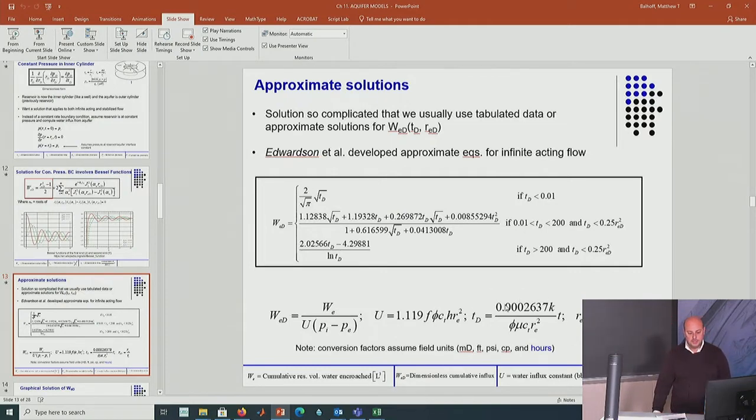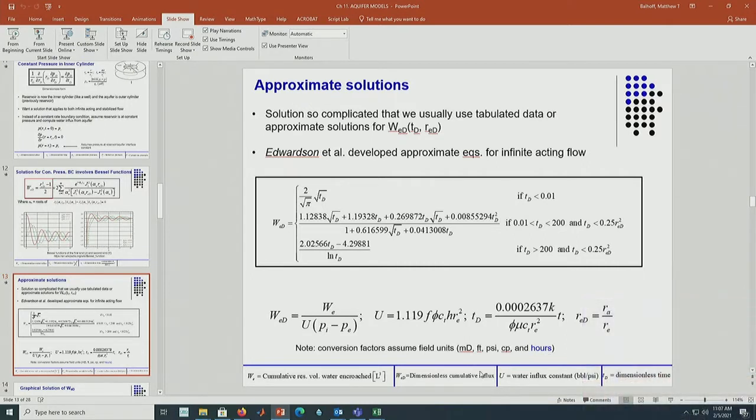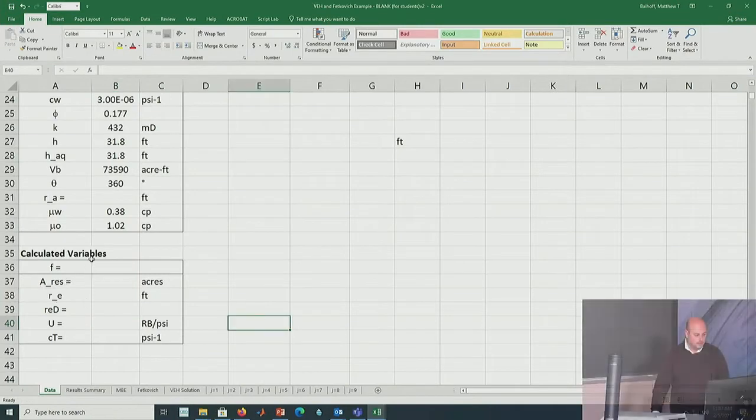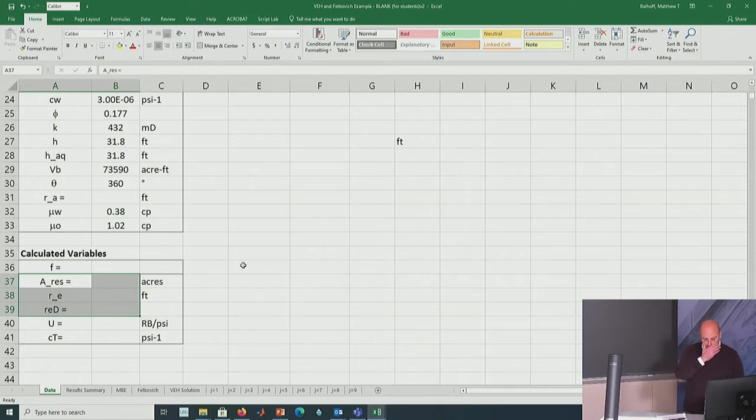Likewise, the dimensionless time doesn't need unit conversions as long as you use the right oil field units as I've listed here. I saw that mistake in office hours for some of you when you were trying to calculate TD. But I'm going to give you about 5 minutes to calculate everything but RED and this capital CT. We don't need that. So F, area of the reservoir, RE, and U.